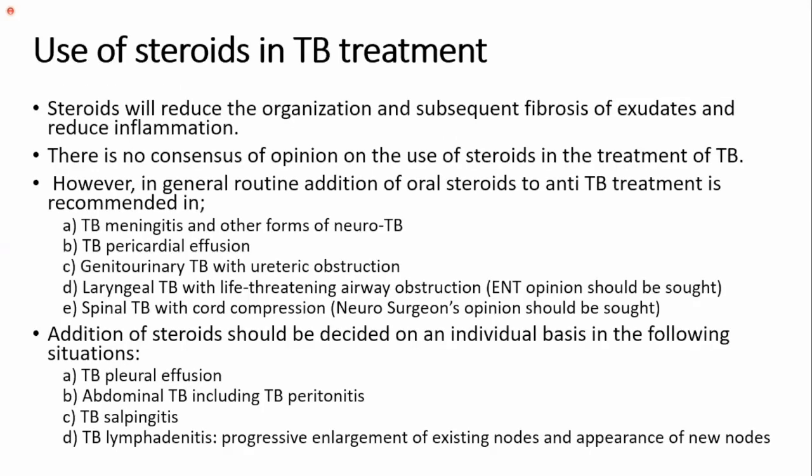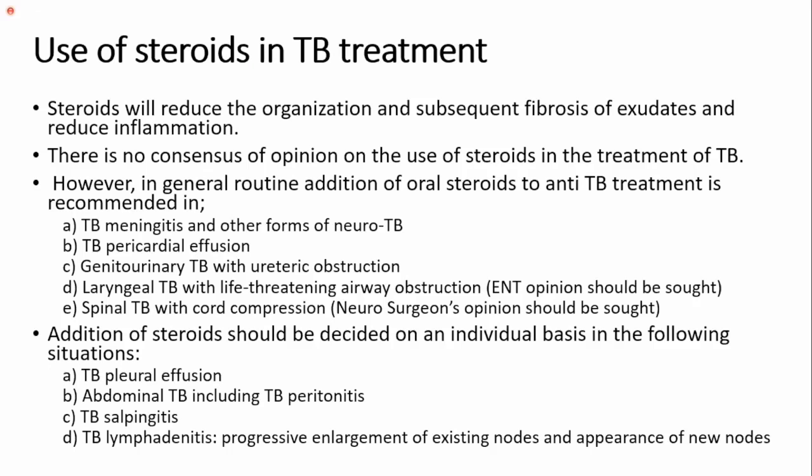And along with the first-line anti-TB medicines, there is another group of medicines we sometimes use in the treatment of tuberculosis, that is the steroids. By using steroids, we are going to reduce the organization and the fibrosis of the areas where the TB bacillus has affected. There is no proper consensus on the use of steroids, but in general, in certain conditions, we definitely are going to use it. That is TB meningitis. So that is the first indication for steroids.